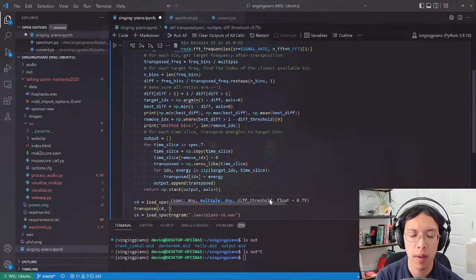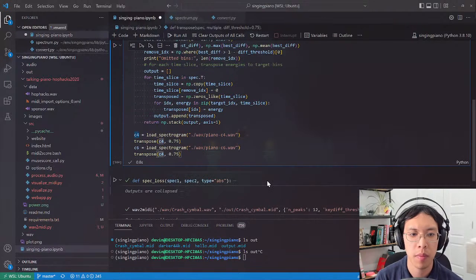C4 to, let's say, down a 4th, and I'll do the same thing for C2. Okay. We'll leave the threshold as is. So this should be G3, something like that. And this should be G5. Okay, and so, oops, C6.